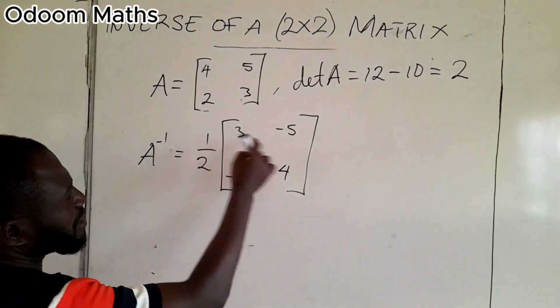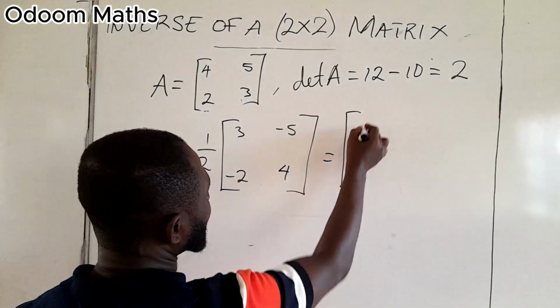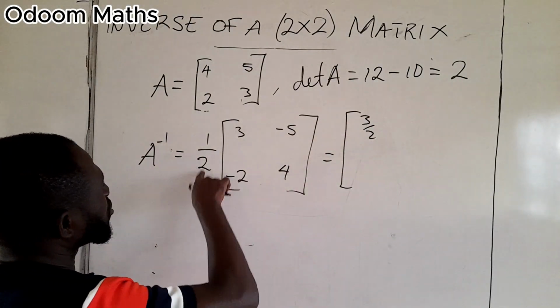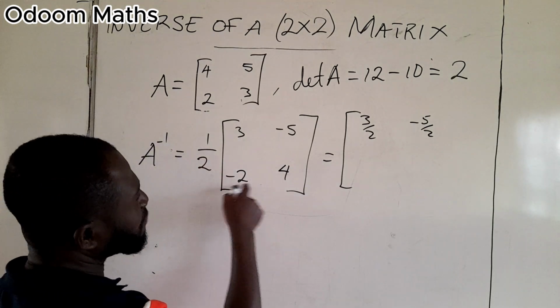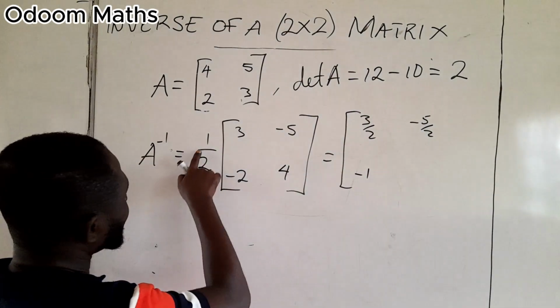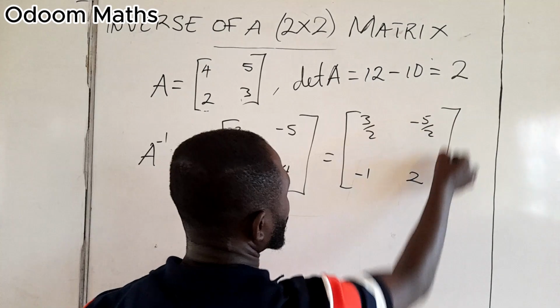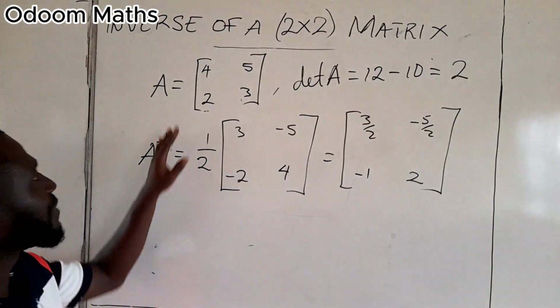1 over 2 times 3 becomes 3 over 2. Then this also gives us negative 5 over 2. Then half times negative 2 becomes negative 1. Then half times 4 becomes 2. So this is the inverse of this matrix.